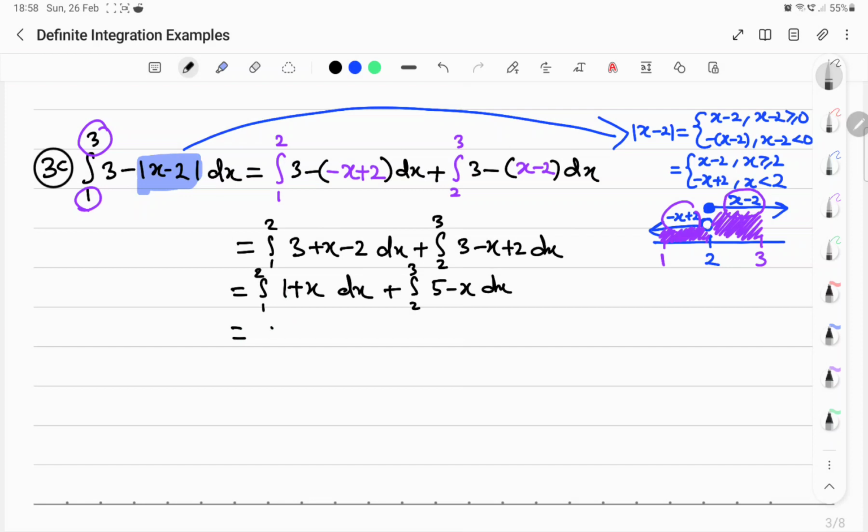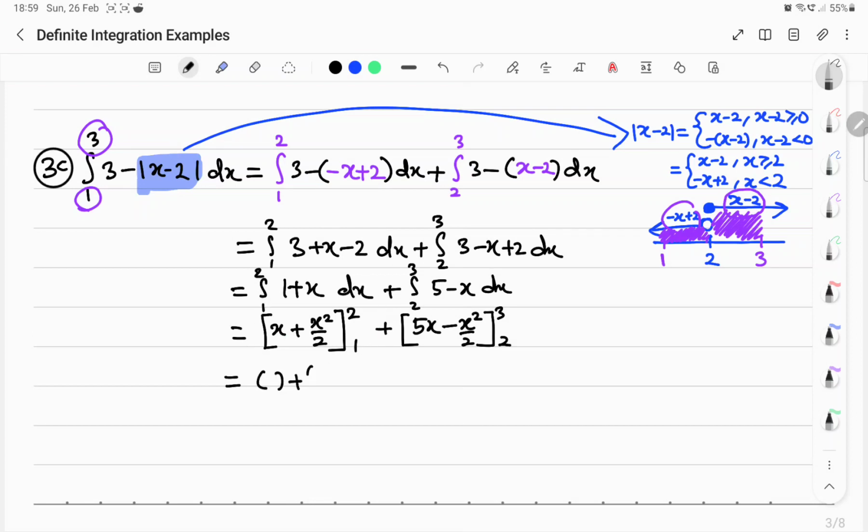So let's integrate 1 to get x, plus x integrates to get x squared over 2. Close them with the limits of 1 and 2 over here. Then next we add the integration of 5 to become 5x and minus x squared over 2, with their own limits of 3 and 2. Now for this one, the work is a lot. So replace the x's with empty brackets. Let's do the first one over here.